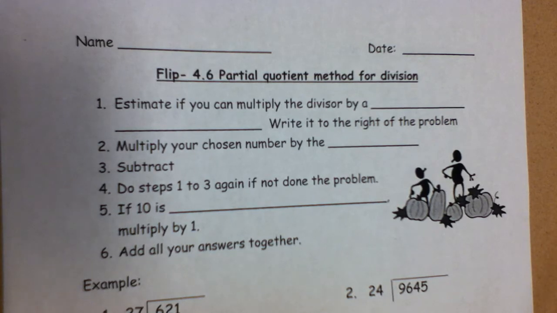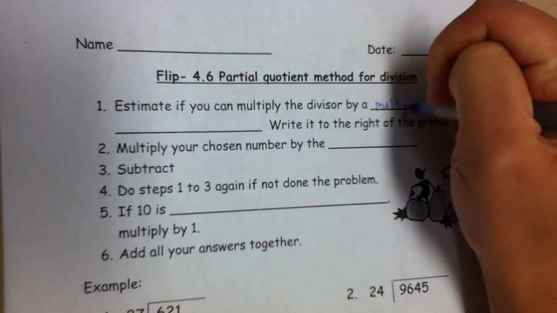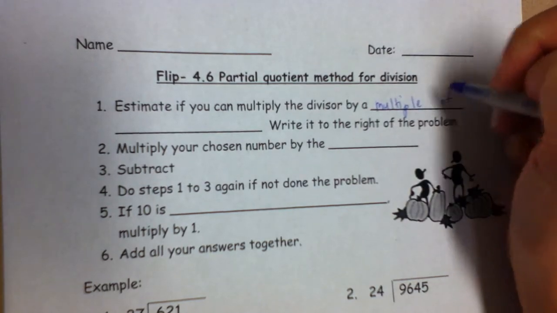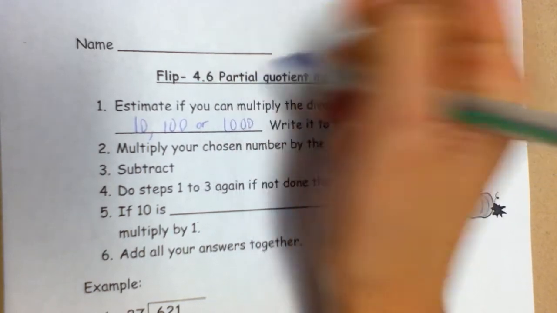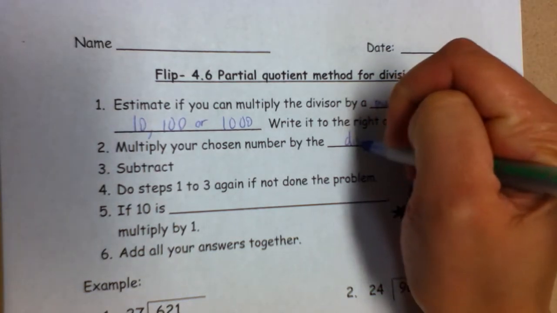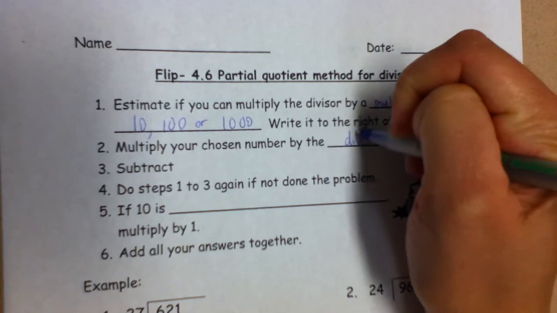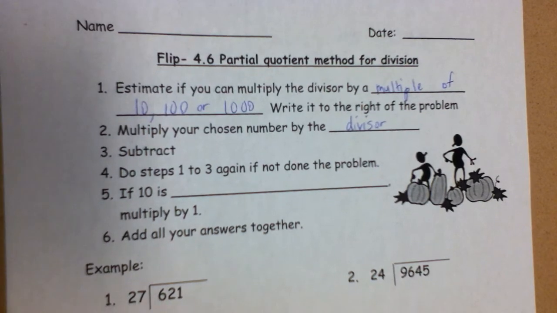Yay, yay, yay. All right, this is flip lesson 4.6, partial quotients for division. First thing you're going to do is estimate if you can multiply the divisor by a multiple of 10, 100, or 1,000. And you're going to write that to the right of the problem. Next, you're going to multiply your chosen number by the divisor, which is the number on the outside. Remember, dividend goes in. You're going to subtract, then you're going to do steps 1 to 3 again if you're not finished with the problem.